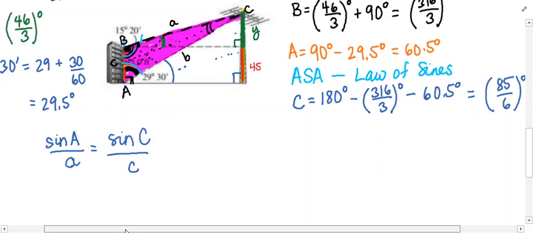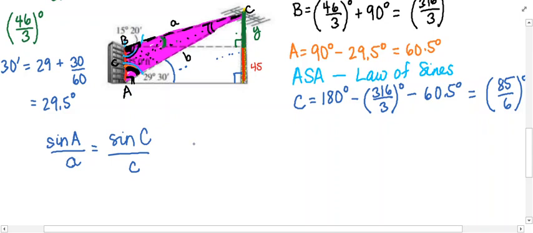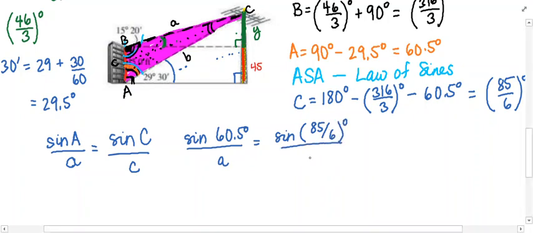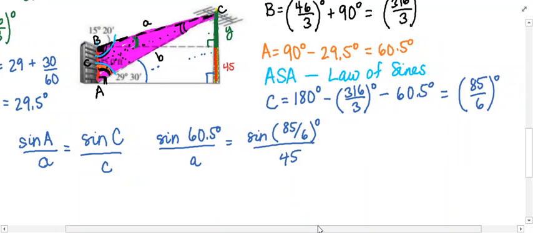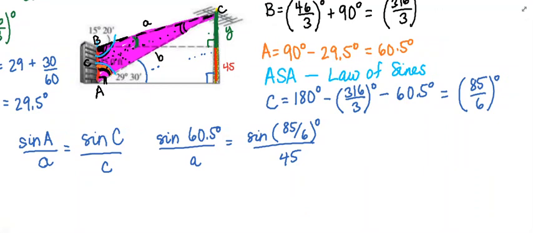So now we can plug all of this into the law of sines. We're going to get that the sine of A, which is 60.5 degrees, over side length A, that's what we're looking for, has to equal the sine of angle C, so 85 over 6, that many degrees, over side length C, which is 45. That's that red side. We have one unknown. We're going to be able to solve for side length A.